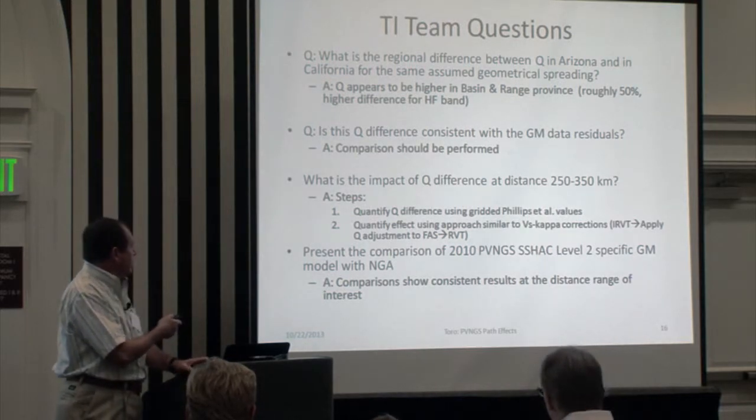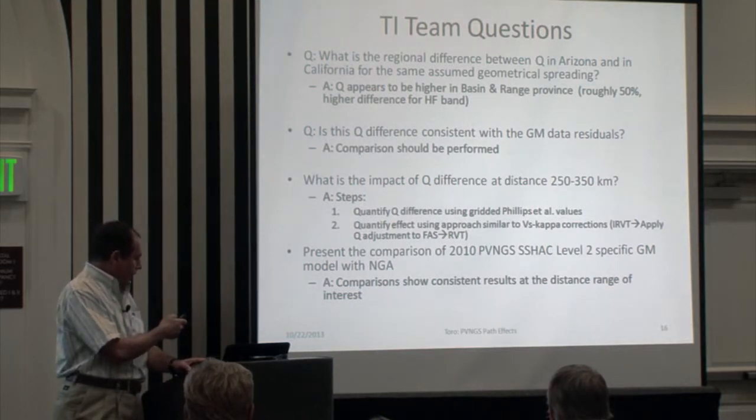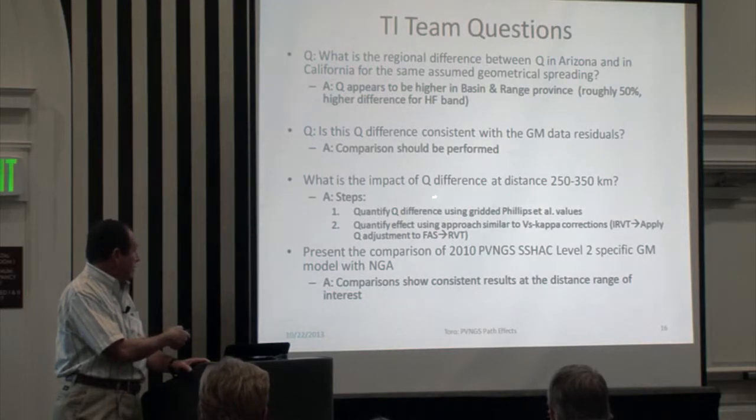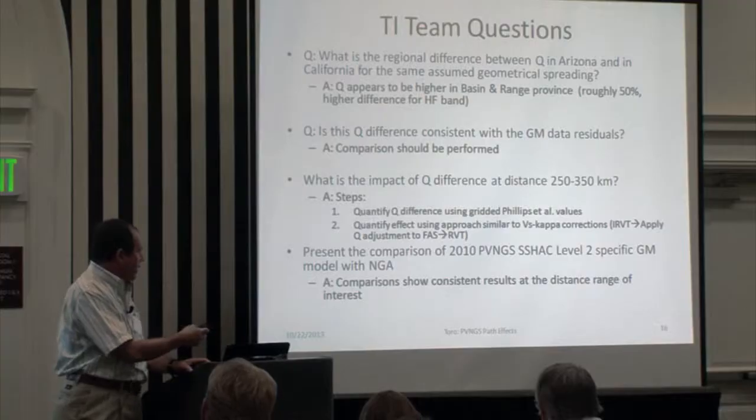What is the impact of the Q difference at a distance of 250, 350 kilometers? Kevin showed you some numbers. The way I see it, you should quantify the difference, not really in Q, but the difference in 1 over Q over the specific paths of interest using the gridded data. Then quantify the effect using an approach similar to what people use for VS kappa corrections. Again, do IRVT to get a Fourier amplitude, adjust the Fourier amplitude, convert back to spectra, and check there.